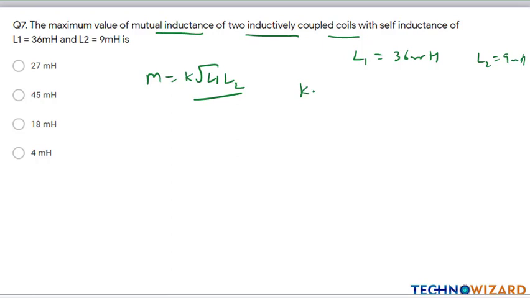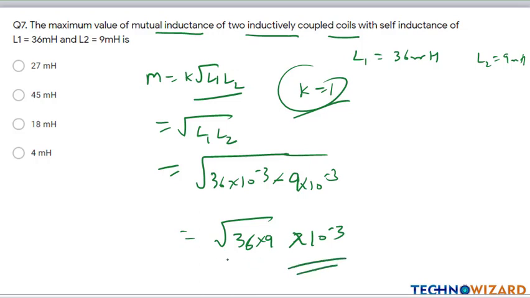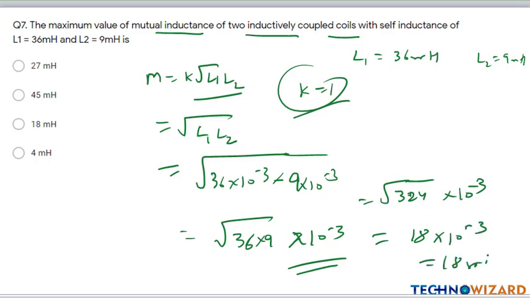For maximum value, K, the coefficient of coupling, will be 1. Therefore, root of L1 into L2. On calculating this, we get root of 36 into 10 to the power minus 3 into 9 into 10 to the power minus 3. Root 36 into 9 is root 324 into 10 to the power minus 3. 18 square is 324, therefore the answer will be 18 into 10 to the power minus 3, that is equal to 18 millihenry. Option C is the correct answer.